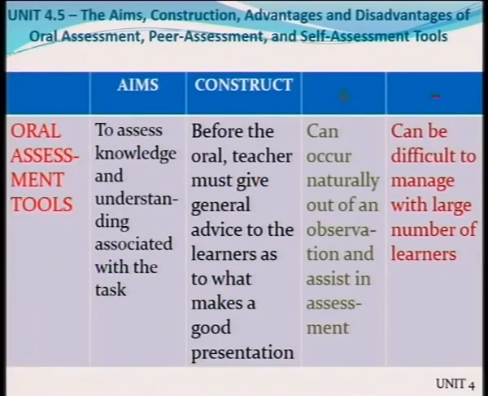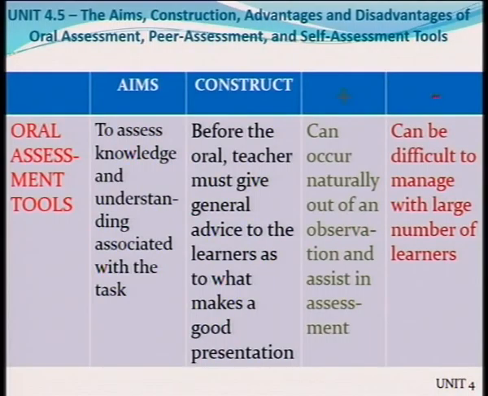Okay, we're going to move on to 4.5, which is the aims, constructions, advantages, and disadvantages of oral assessment, peer assessment, and self-assessment tools. Like the word says, oral assessment is where the learner will be speaking. The aim is to assess knowledge and understanding associated with the task. So you're going to listen to what the learner has to say and find out if they understand what you are teaching.